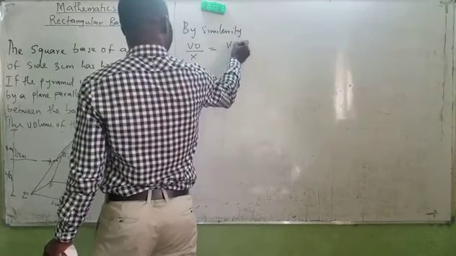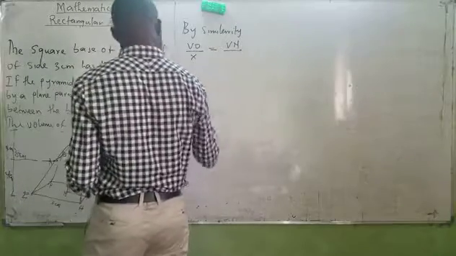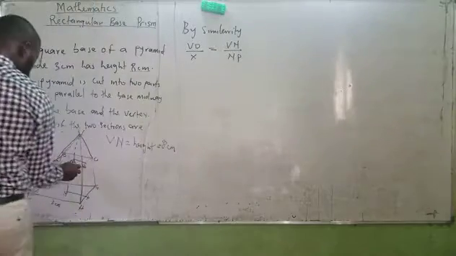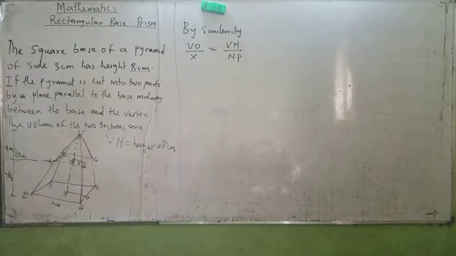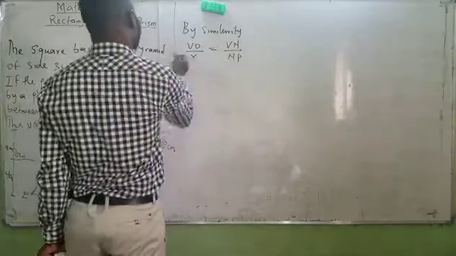Vn divided by what? Divided by NP. Now, I don't know this place. Let me just put X here. This is what I'm talking about here. But I don't know the place. Since I don't know the place, I'll put X here.